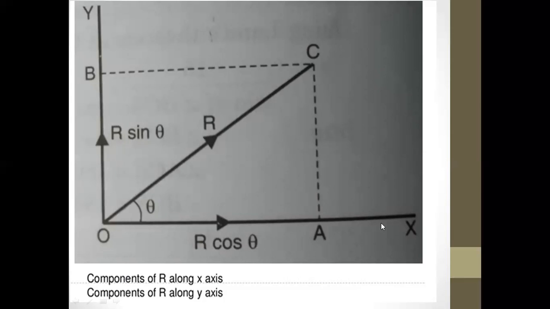And for the component along the x-axis, we will use cosine theta. Cosine theta equals adjacent over hypotenuse. So the adjacent equals the hypotenuse times cosine theta. So the component of R along the x-axis is R cosine theta.